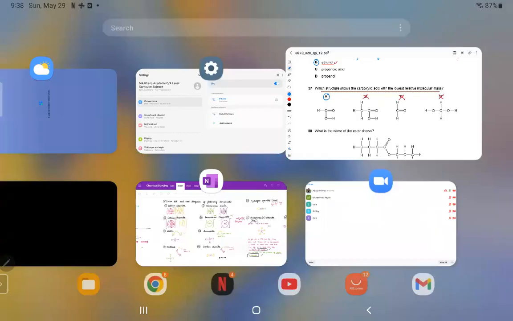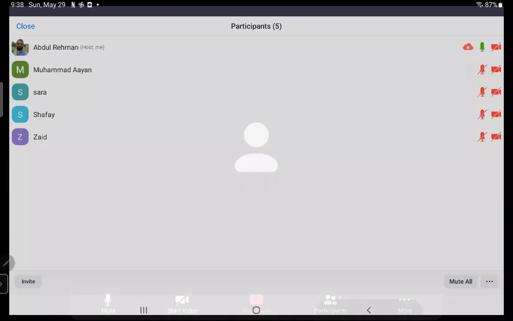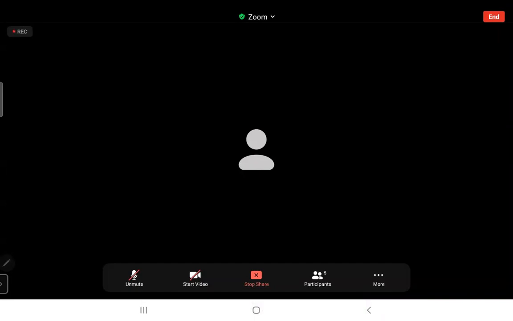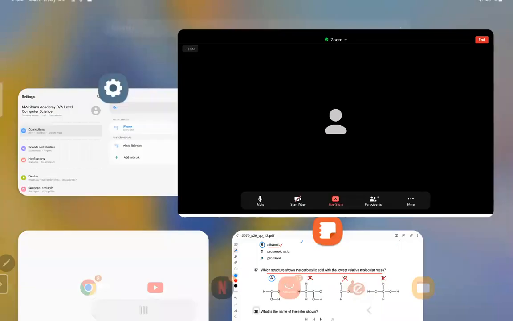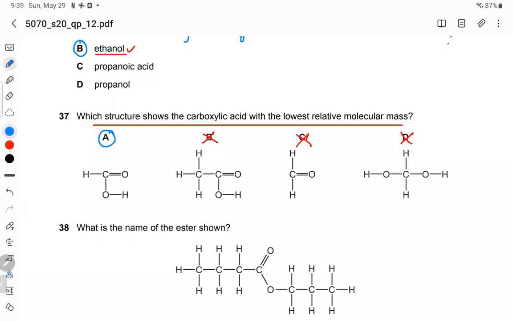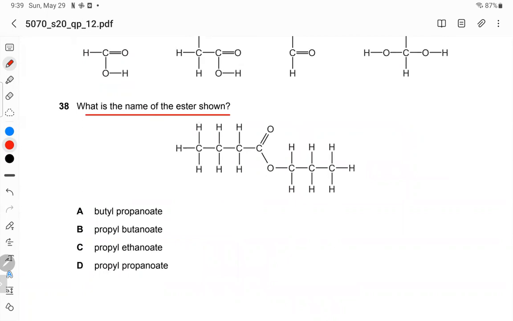38. What is the name of the ester shown? Can anybody tell me the name of the ester which is showing over here? Who can tell me the name? If you see, this is propyl propanoate. Yes, very good. And the alkanoate has 4 carbons. So on the basis of this, where we have a propanoate, we will mark it wrong.